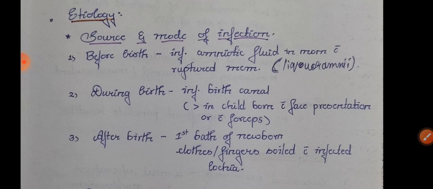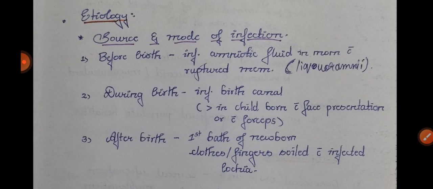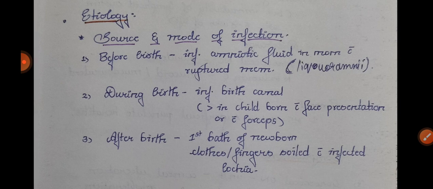Now coming to the etiology of ophthalmia neonatorum. What is the source and mode of infection? It is divided into three parts: before birth, during birth, and after birth. Before birth, it is infected amniotic fluid, the liquor amnii, in a mom with ruptured membranes.